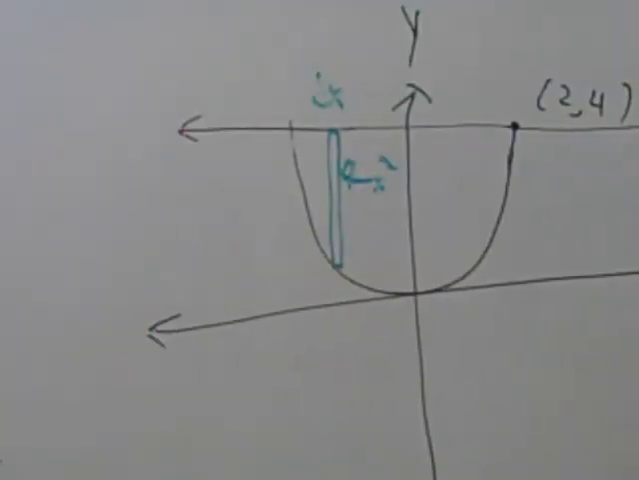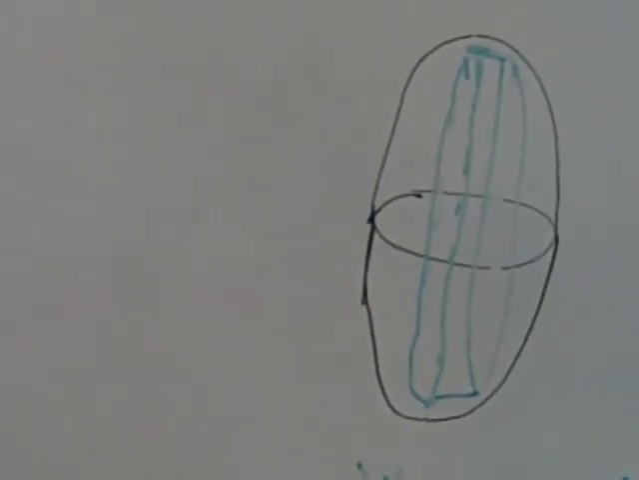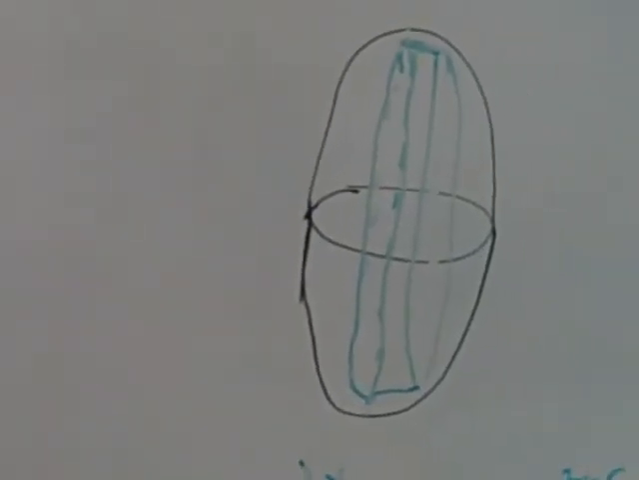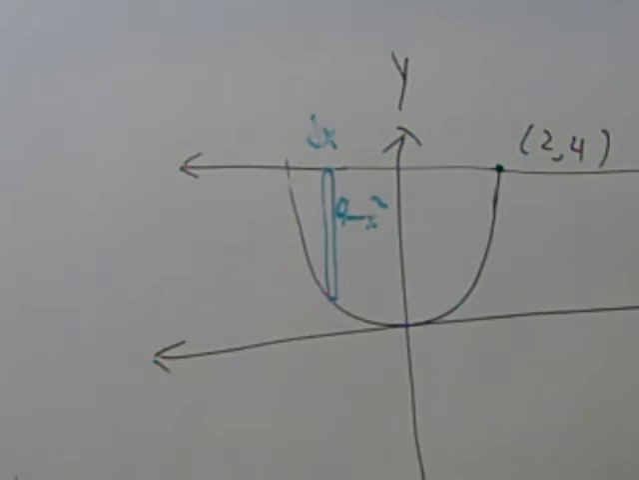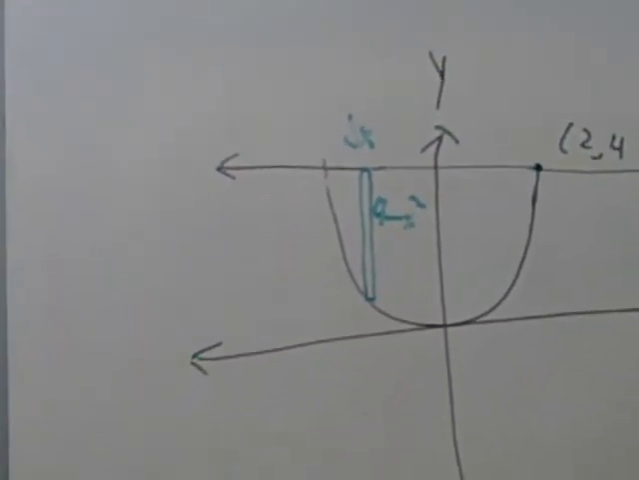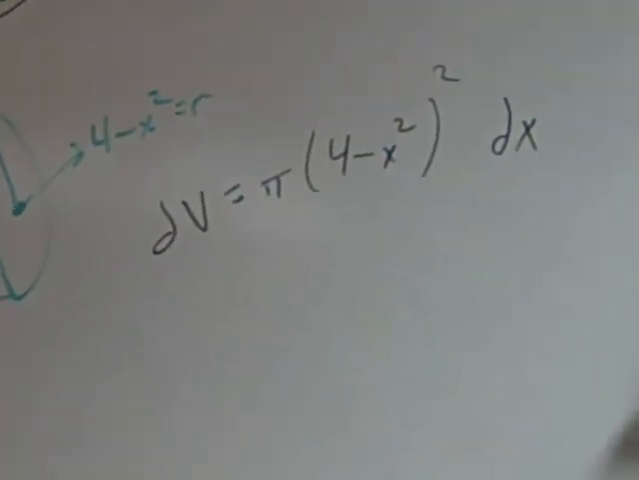Okay, so now if we rotate about y equals 4, we get something that looks sort of like this, a pill in a way. Now, I tried to draw a green cross section, an infinitesimal cross section, but I do a better job down here. The thickness is dx, and the radius is 4 minus x squared. Again, because the radius is determined by the tallness of that rectangle, 4 minus x squared. So the dV is pi times the quantity 4 minus x squared, squared, dx.